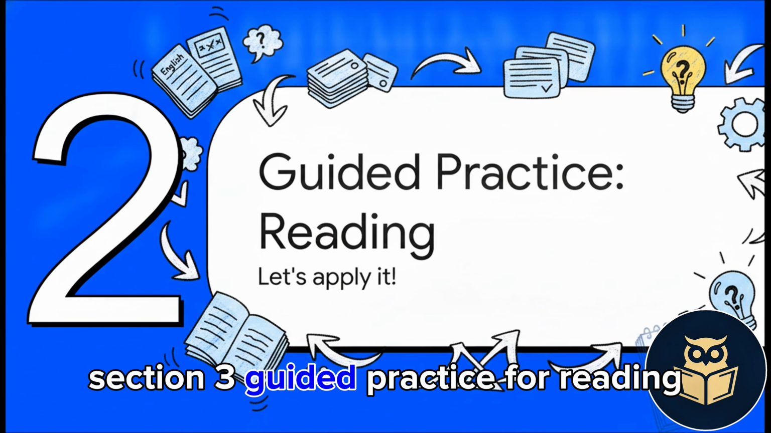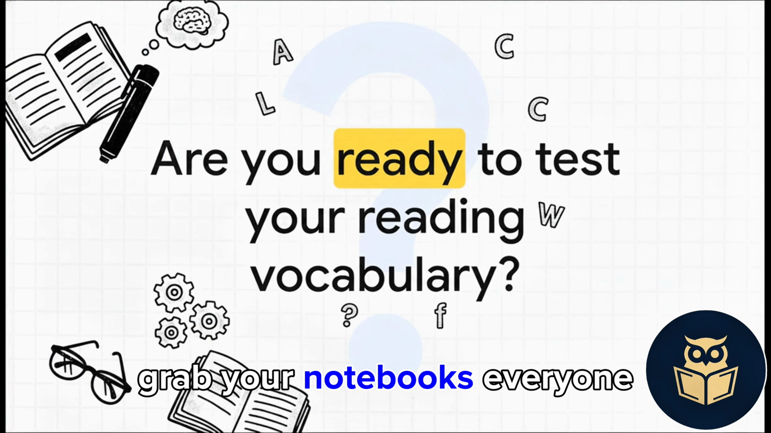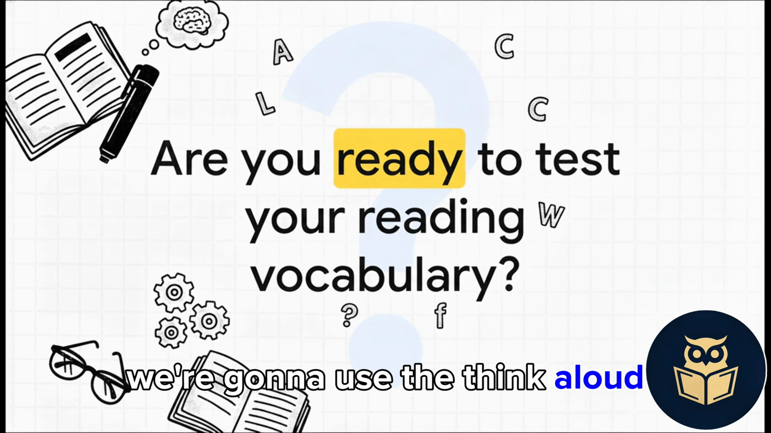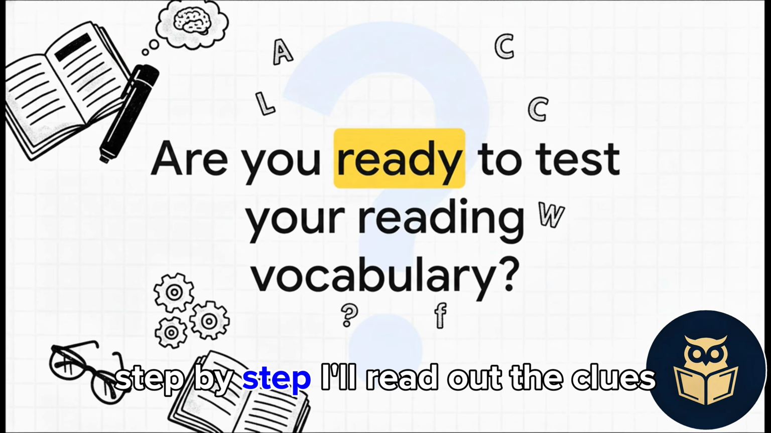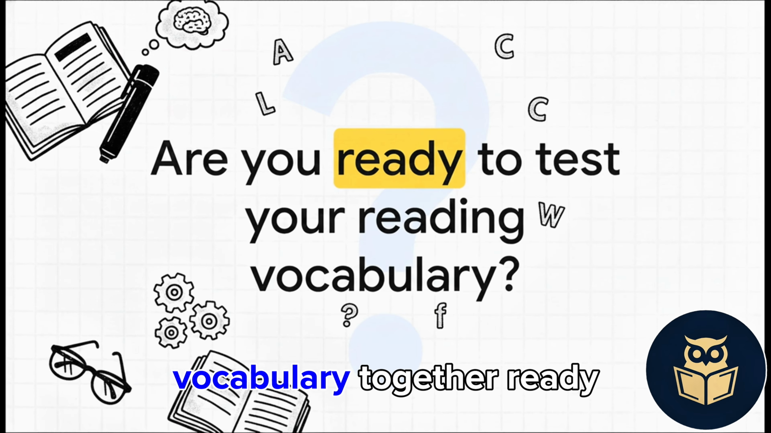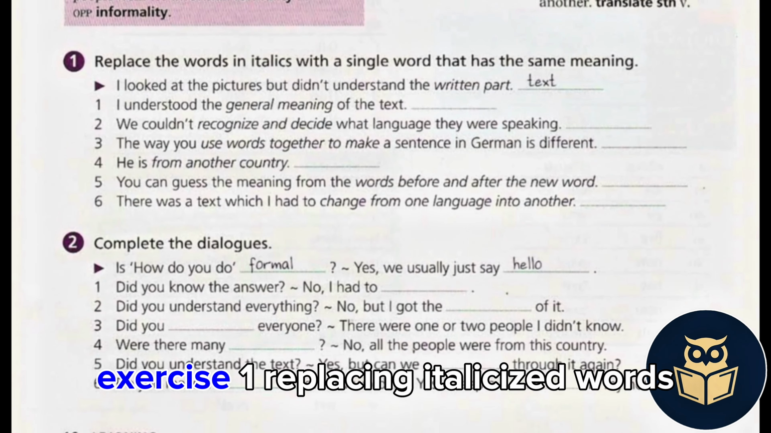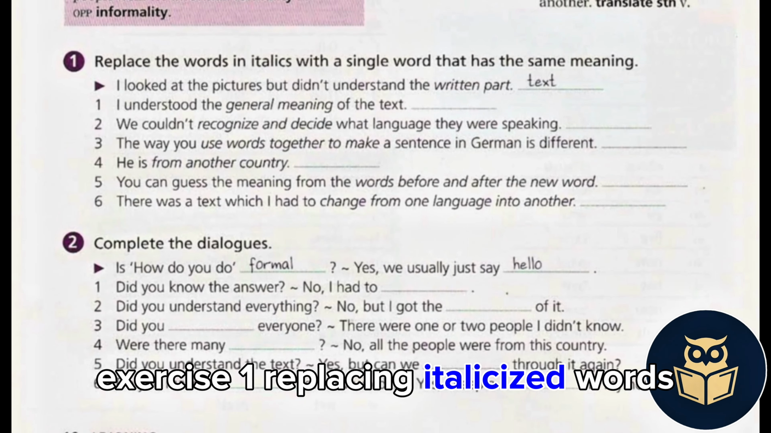Section 3, Guided Practice for Reading. Let's apply what we've learned. Grab your notebooks, everyone. We're going to use the Think Aloud method to solve these questions step by step. I'll read out the clues and we'll figure out the logic behind the target vocabulary together. Ready? Let's do this. Okay, exercise 1, replacing italicized words.